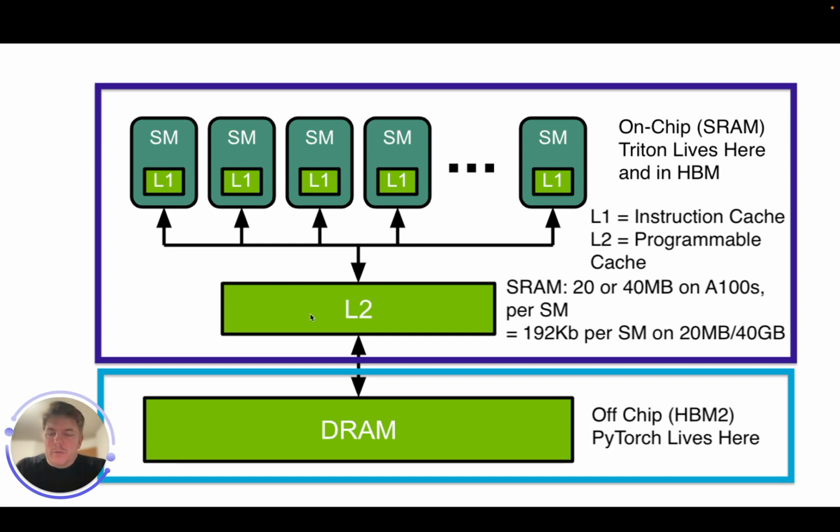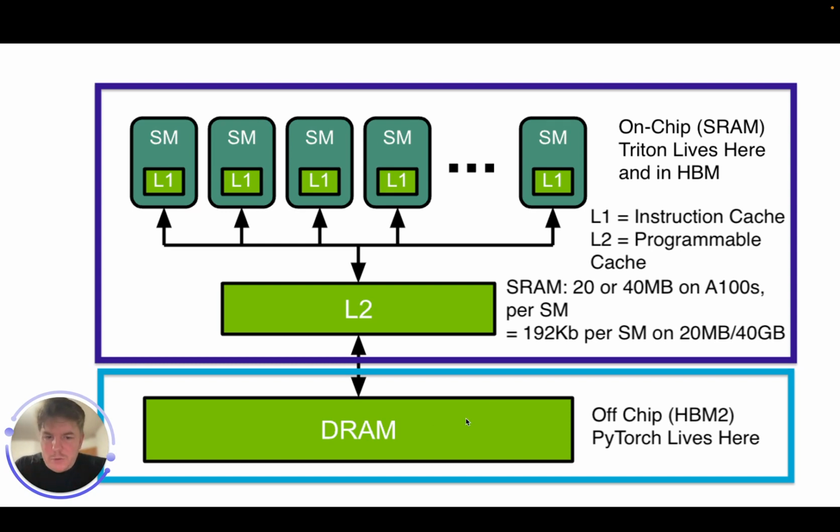But the main difference here is we have this thing called L2. This is your programmable cache. Each streaming multiprocessor has an L1 instruction cache, but what you can control and program is this L2 cache. And DRAM is basically the more global memory for the GPU. When you say, for example, I have a GPU that has 40 gigs or 80 gigs in an A100, what you're really referring to is this DRAM.